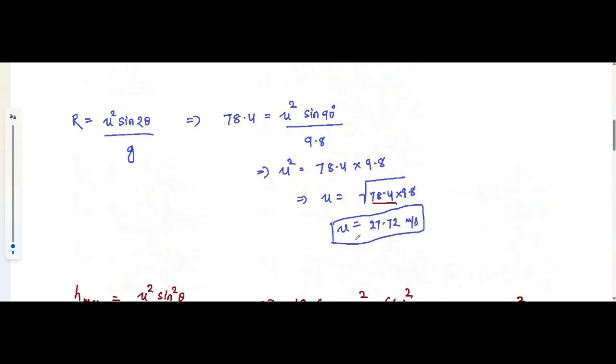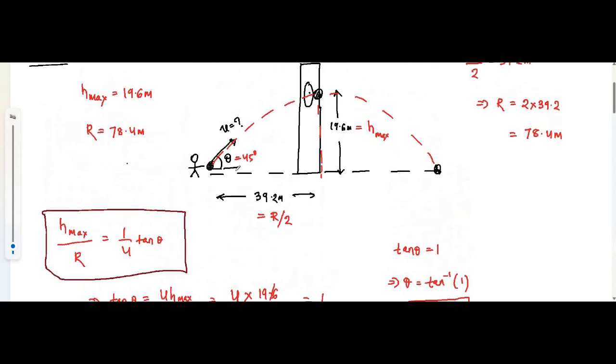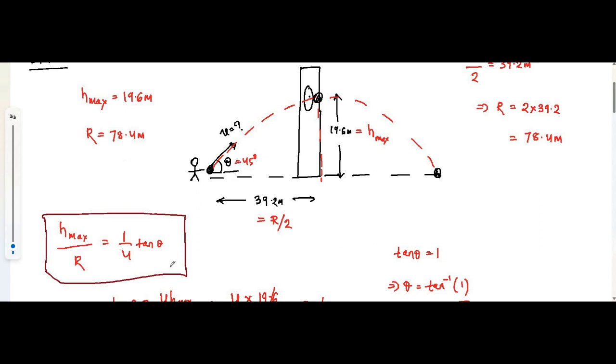So here this relationship which I told you, it came in handy. H max by r, that is maximum height by range, is equal to 1 by 4 tan theta, where theta is the angle of projection with respect to the horizontal.